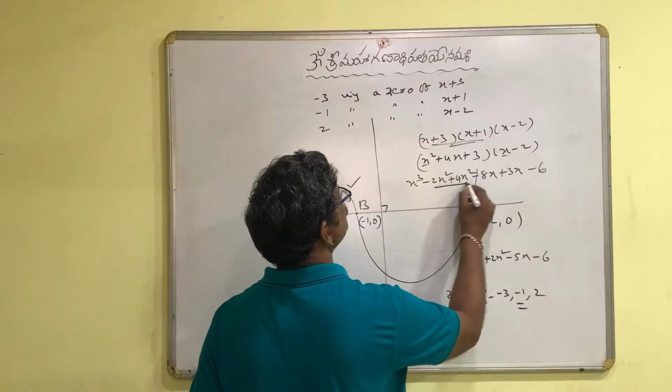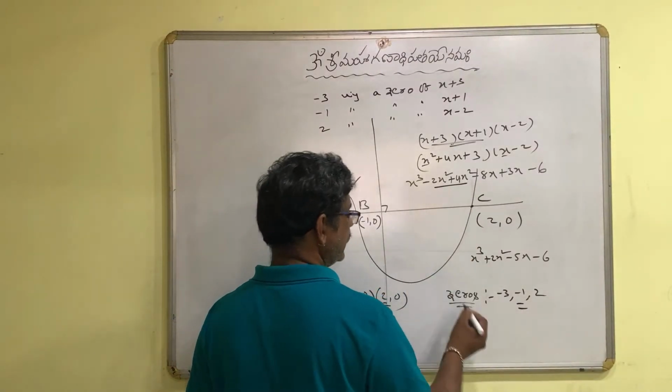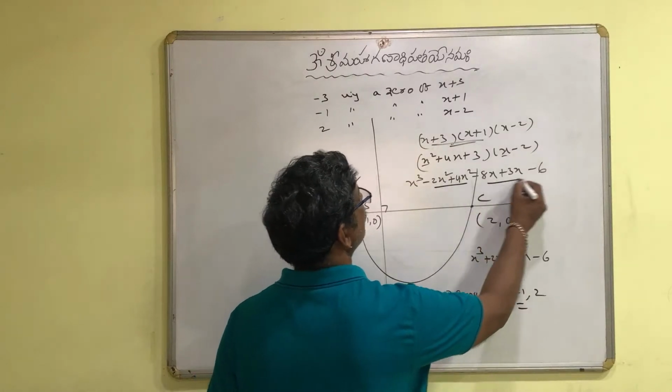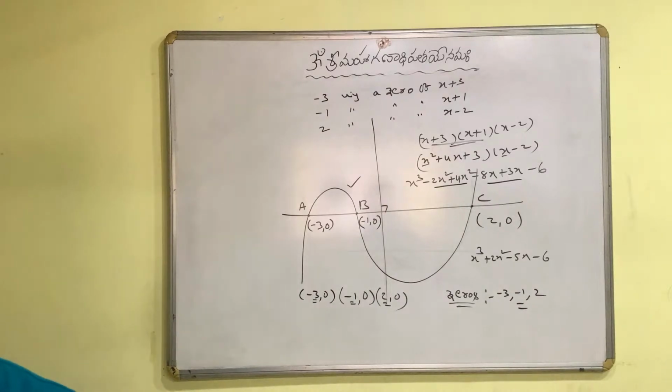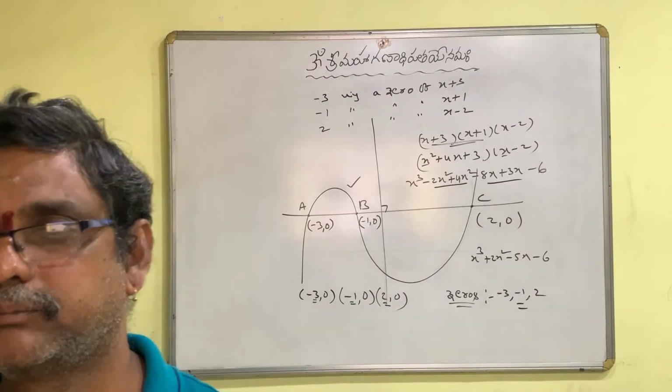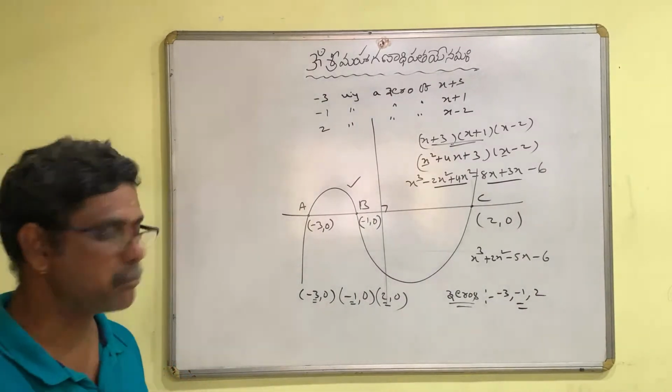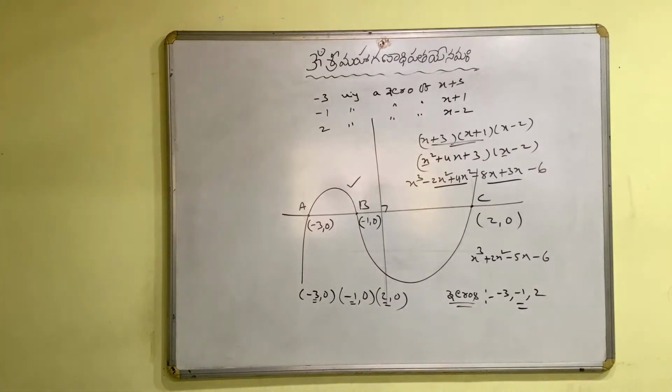Because the sum of these two is 2x square and the sum of these two is minus 5x. So option B. x cube plus 2x square minus 5x. Option B is wrong.